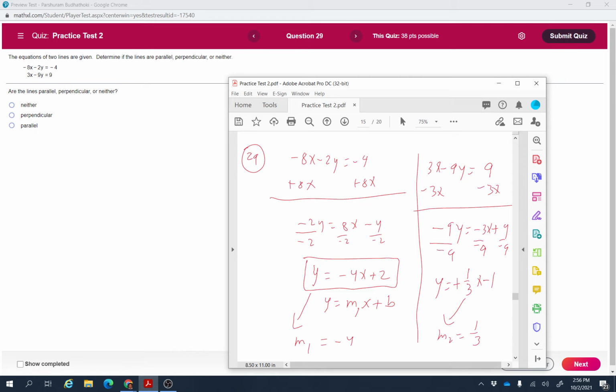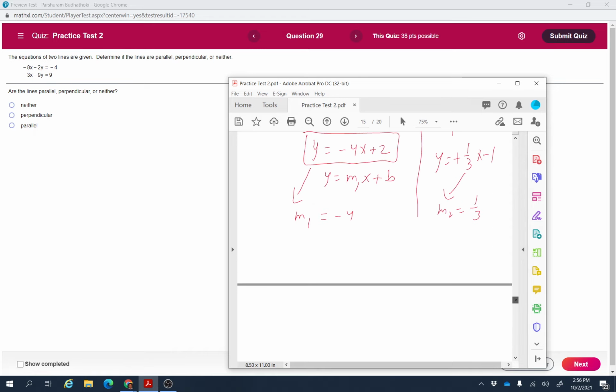As you can see, these slopes are not equal, and their product is not 1. Oh, sorry, if you find the product equal to -1, then that would be perpendicular, but they are not equal and their product is not equal to -1. That's why they are neither.